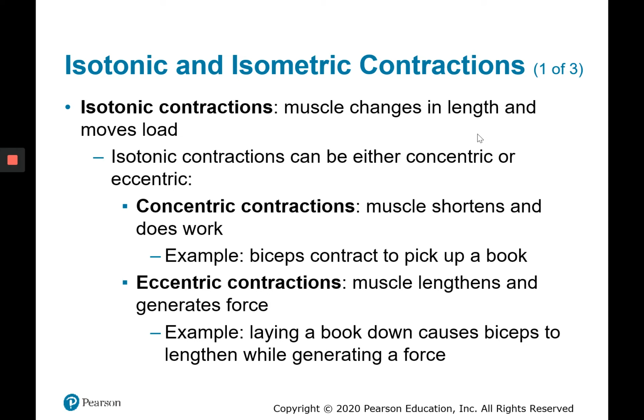Whereas an eccentric contraction is when the muscle doesn't shorten necessarily, but it does change length. The muscle is going to lengthen during an eccentric isotonic contraction. It still generates force, and laying a book down, causing the bicep to lengthen while you're doing that, is another example of an eccentric isotonic contraction. Another example would be contraction of your gastrocnemius muscle. When you walk or perform an ambulatory movement, your gastrocnemius will lengthen. So it's generating force by lengthening during an ambulatory step.